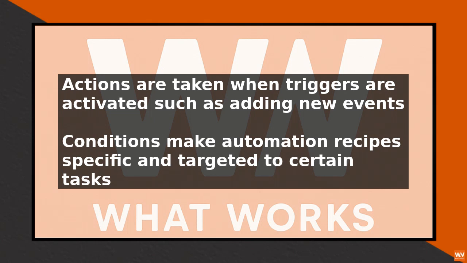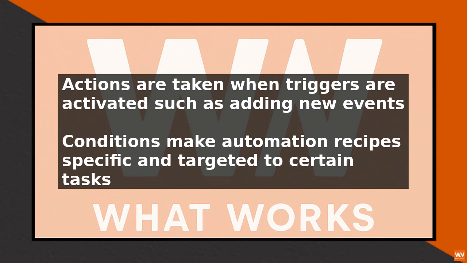After defining the trigger and action, you can add conditions to the automation recipe to make it more specific. For example, you can set a condition to only trigger the automation when a task has a specific label or when a task is assigned to a specific team member. Once you have defined the trigger, action, and conditions, click the Save button to save the automation recipe. The automation will now be active and will run automatically whenever the trigger is activated.